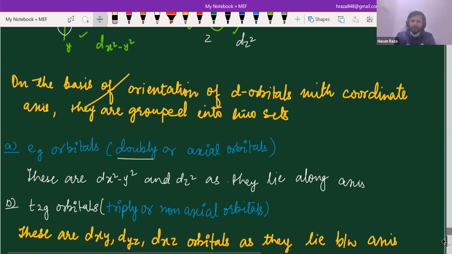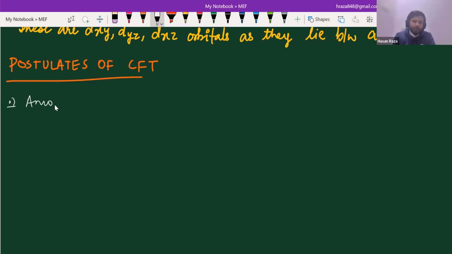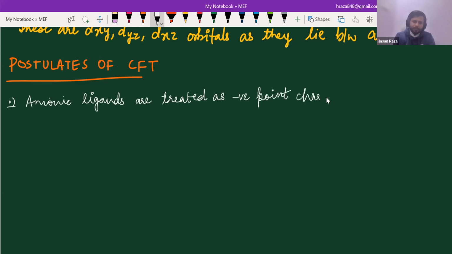Now see, write some points about this. Okay, write the postulates of CFT, crystal field theory. Here, anionic ligands are treated as negative point charge, and neutral ligands as point dipoles. You have studied this dipole? Yes, sir.